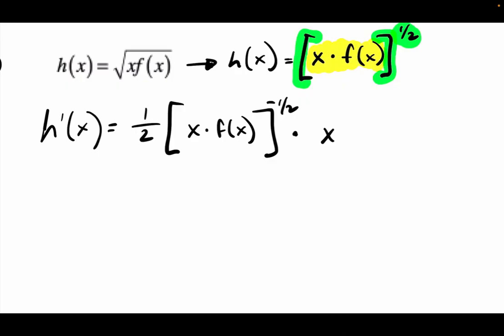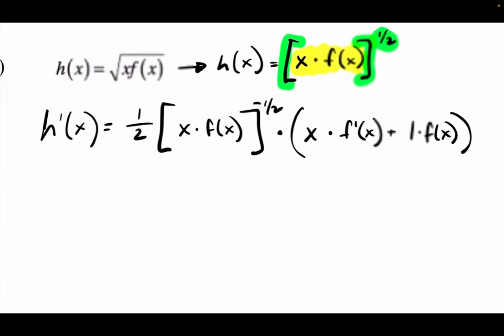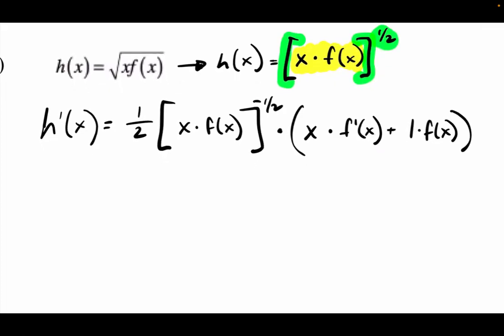Now, in the yellow, I can use the product rule. Product rule says the first one times, I'm going to use parentheses here just because, the derivative of the second plus the derivative of the first. Well, what is the derivative of the first in yellow? 1, right? 1 times the second. That's the derivative.